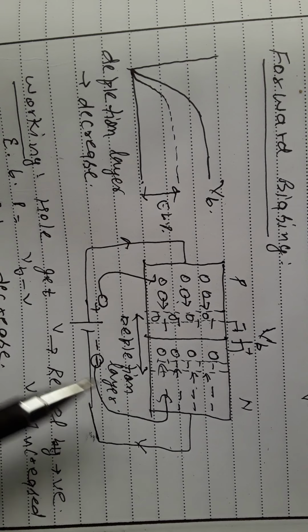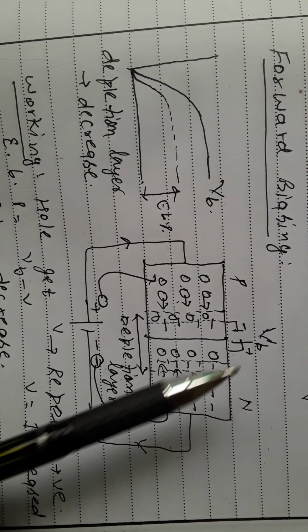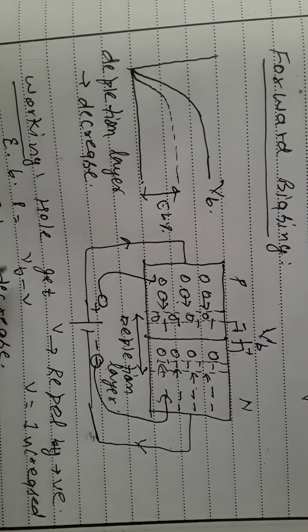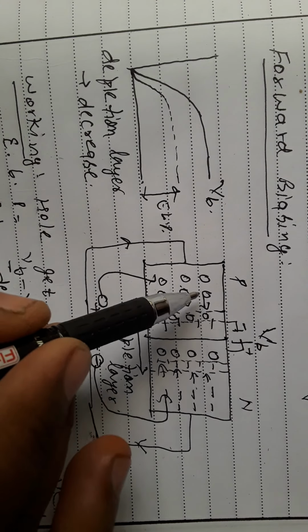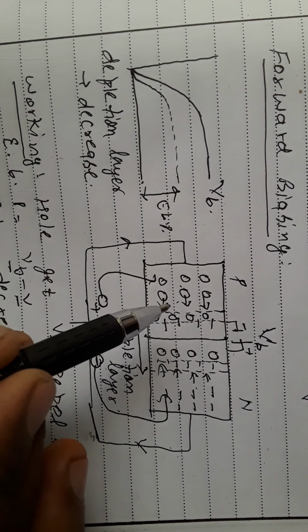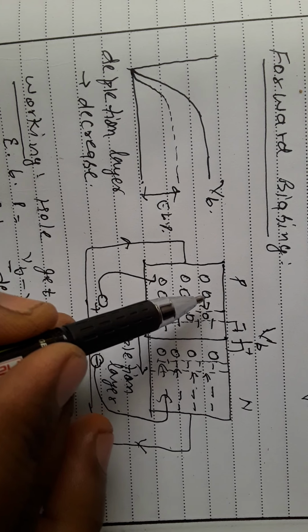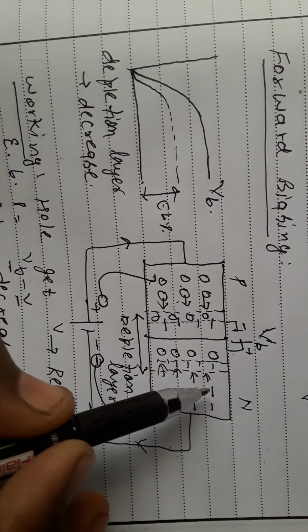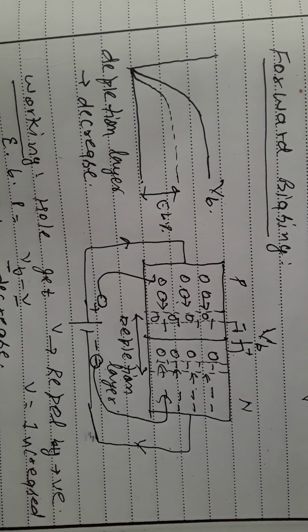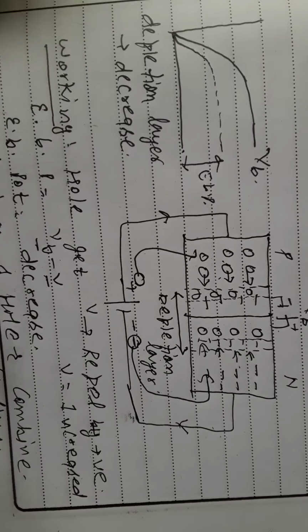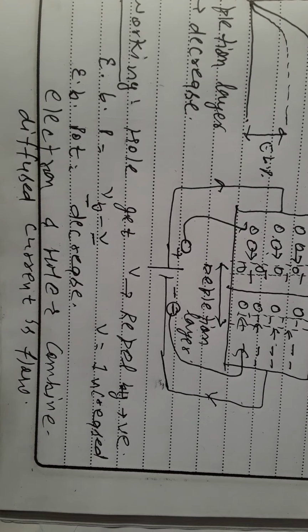As the potential increases, the effective barrier potential decreases, and at some stage VB and V become equal, so the effective barrier potential becomes 0. At this stage, a large concentration of holes from the P side enter into the N side, and a large concentration of electrons from the N side enter into the P side. So electrons and holes combine, and diffusion current flows.